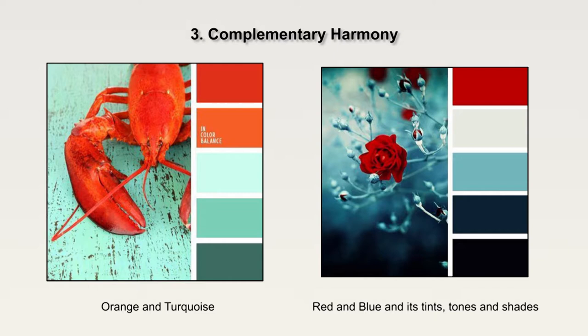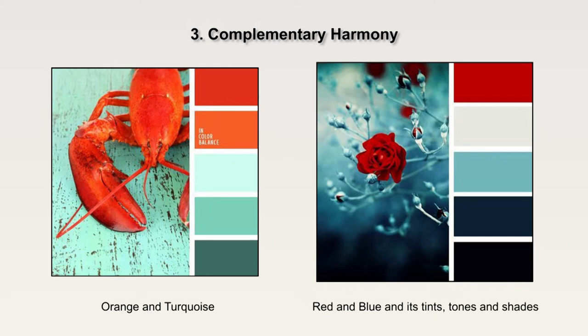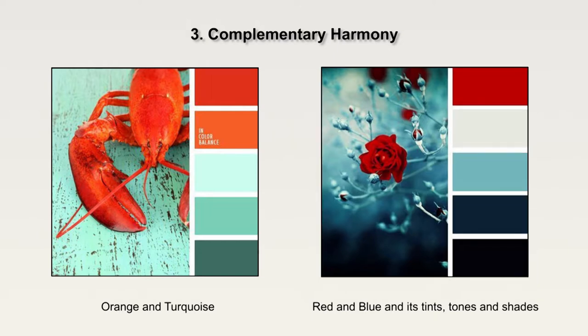Somewhat complementary color palettes can be seen here. The first one has shades of orange and turquoise. On the right, we have red and blue and its tints, tones and shades. Please note that while forming a color palette with any of the color harmonies, we can also use the tints, tones and shades of that particular color together.